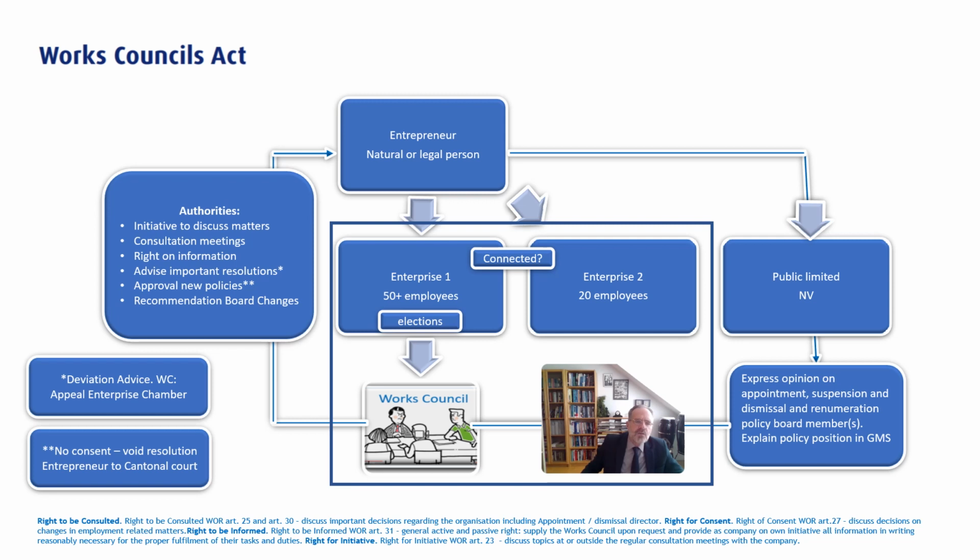What can also happen is that the entrepreneur takes a decision without having the approval of the Works Council. That, in principle, makes that resolution, that decision, void. It can be overturned by the entrepreneur, and for doing so, he has to go to the Continental Court. When we are talking about a public limited, an NV, the Works Council has some extra rights, which I will simply leave as they are on this slide, as it would become too detailed.